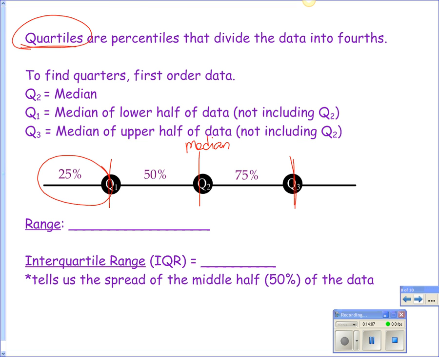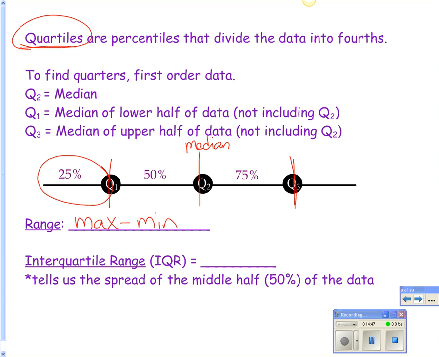The definition of range is max minus min. What do I mean by max? Okay, maximum. The largest number. So max is the largest number. What do I mean by min? Min is the smallest number. Okay? So when I say max minus min, I mean the largest number, take away the smallest number.